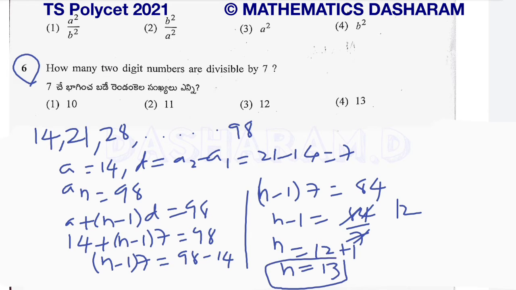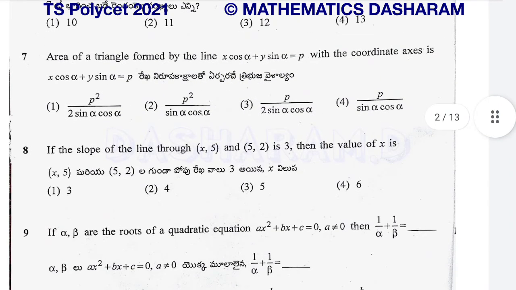So in total, how many two-digit numbers? 13 two-digit numbers which are divisible by 7. So option 4 is correct. So next, the seventh question.